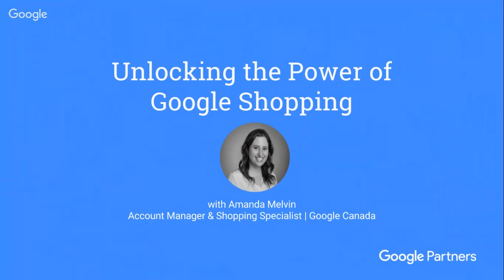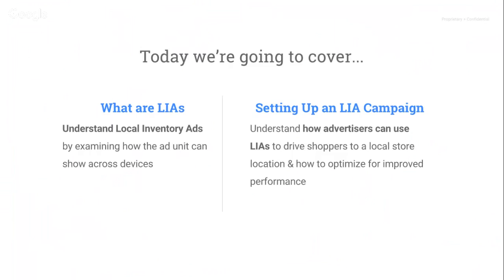Today I'm going to walk you through a newly launched product, which is really exciting, called Local Inventory Ads, which I sometimes call LIAs. This product is designed to match local customer intent in the moments that matter with store inventory, price, and availability information. So today we're going to cover what local inventory ads are, and how to set up an LIA campaign and optimize it.